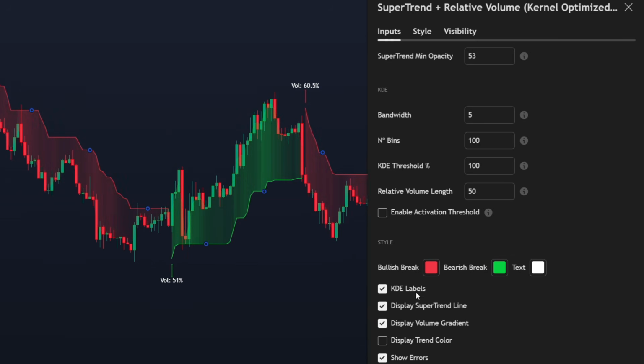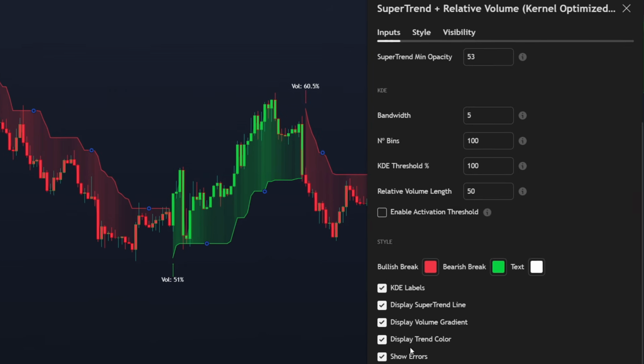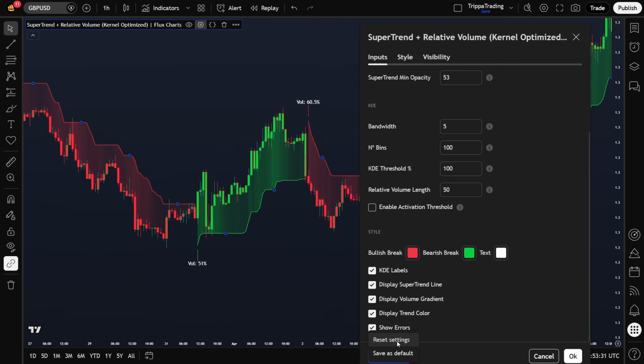You also have display options, like showing or hiding the KDE% text, disabling the supertrend line, or removing the fill gradient. So if you want a very clean chart, you can strip it down and keep only the signal arrows and trend state. If you want the full context, you can leave everything on.